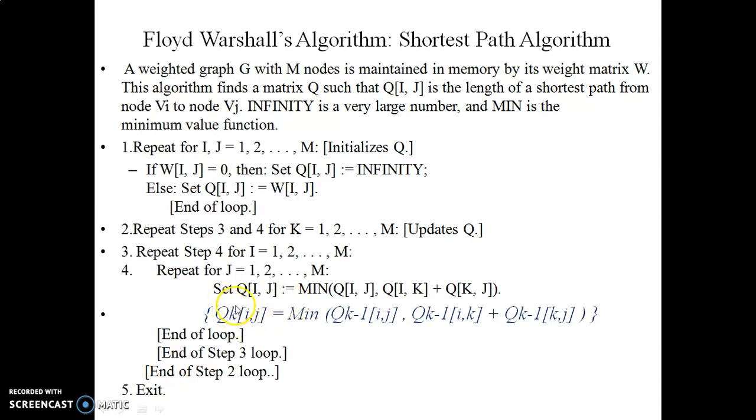And the formula is Q of ij is equal to the minimum of Q of ij, comma Q of ik plus Q of kj. So the modified version of this formula is written over here. This formula we have already used in the example to find the index value concerning the k and ij value. This formula is repeated for i equal to 1 to m and j equal to 1 to m. So this is how we obtain the shortest path considering the different steps.